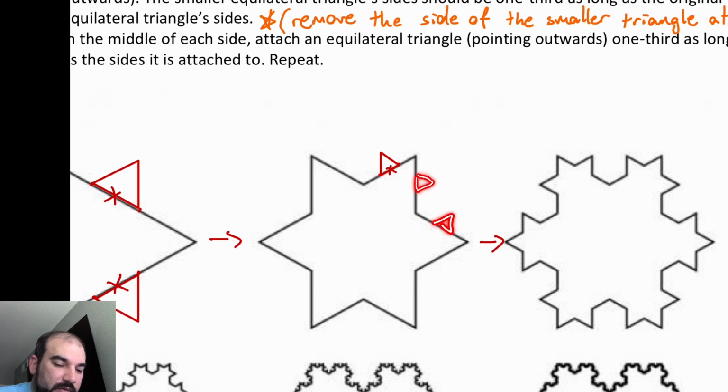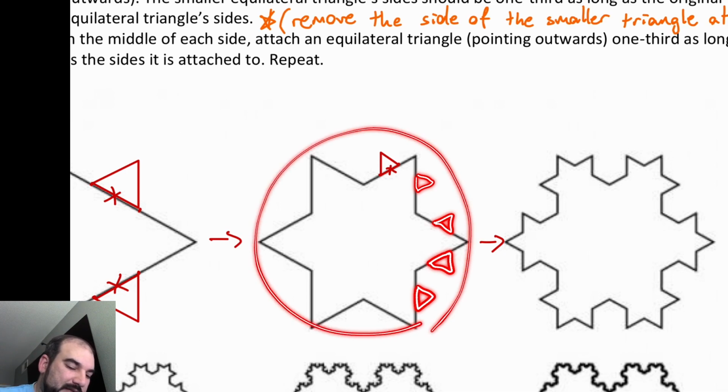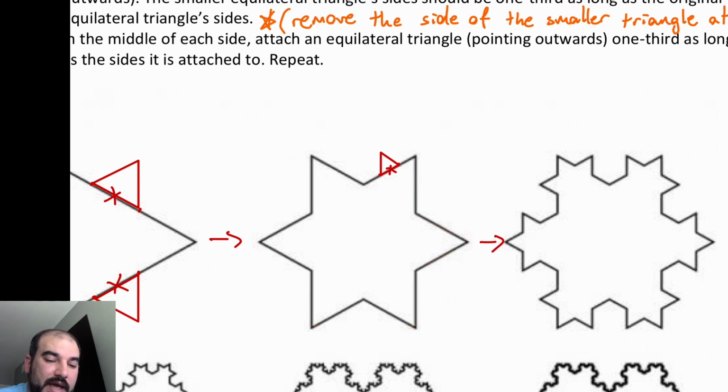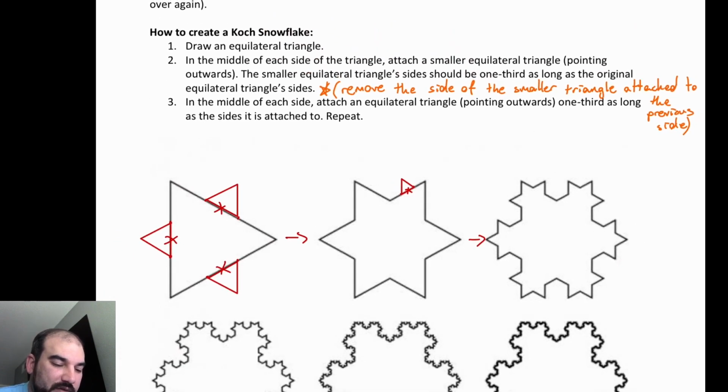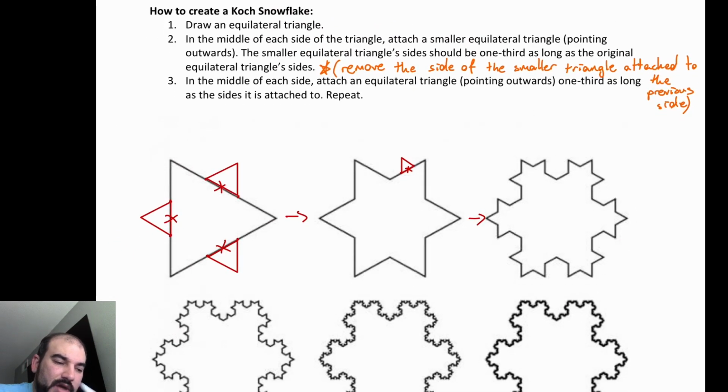You do it for that one, we do it for this one, we do it for this one, we do it for this one, and so on. So every single original side that's in this 6-pointed snowflake, we add a new triangle onto their sides, and then we end up with this picture once we've deleted all of the bases of those triangles. So we see figure 1, figure 2, figure 3, without all of my additions, obviously.